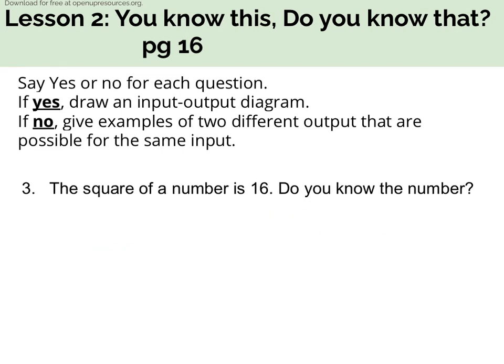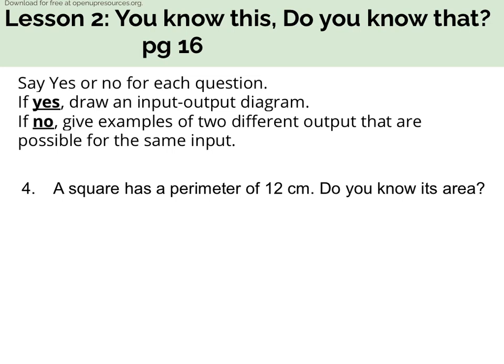All right, number 3. The square of a number is 16. Do you know the number? Go ahead and pause, answer it, and then come back to me. So this one is no. The reason why is that we're trying to figure out what number multiplied by itself would make 16. We know 4 times 4 equals 16. But this one actually has 2 answers. We can do -4 times -4 equals a positive 16 also. So this one is no. It's not just going to have one input to one output. For the input, it actually has 2 outputs.